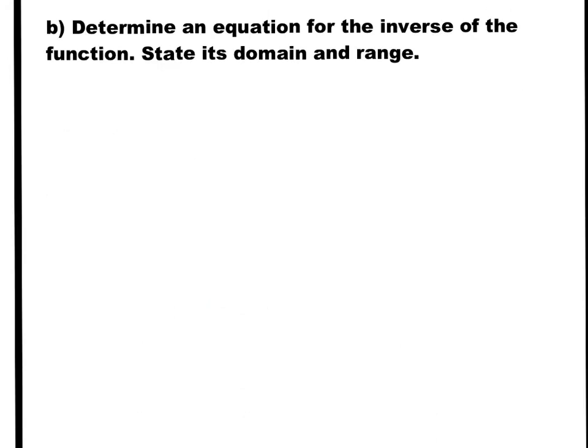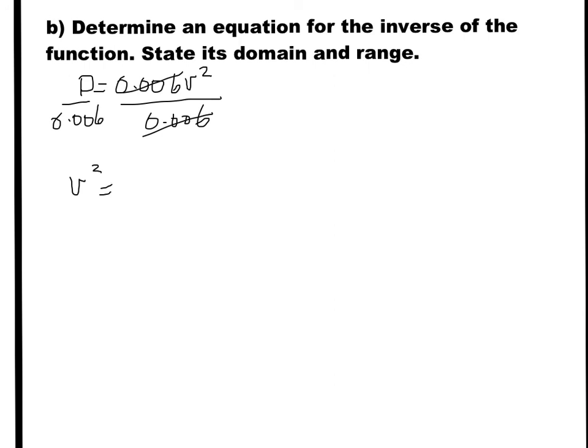The second part of the question asks to find the equation for the inverse function. To find the equation of the inverse function, again, we write the main equation, which is D is equal to 0.006 V squared. Then we are going to divide both sides by 0.006 to get rid of the 0.006. So we get V squared is D divided by 0.006.